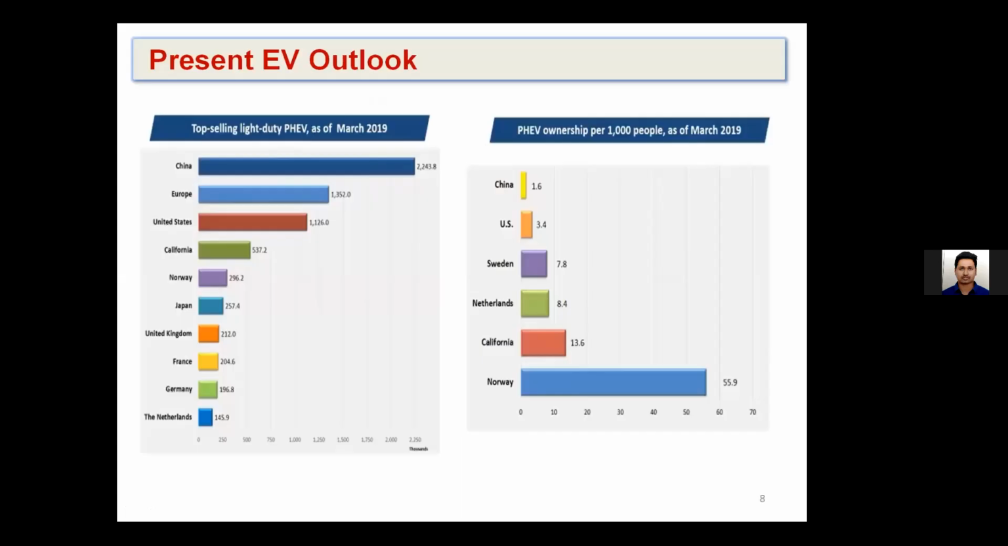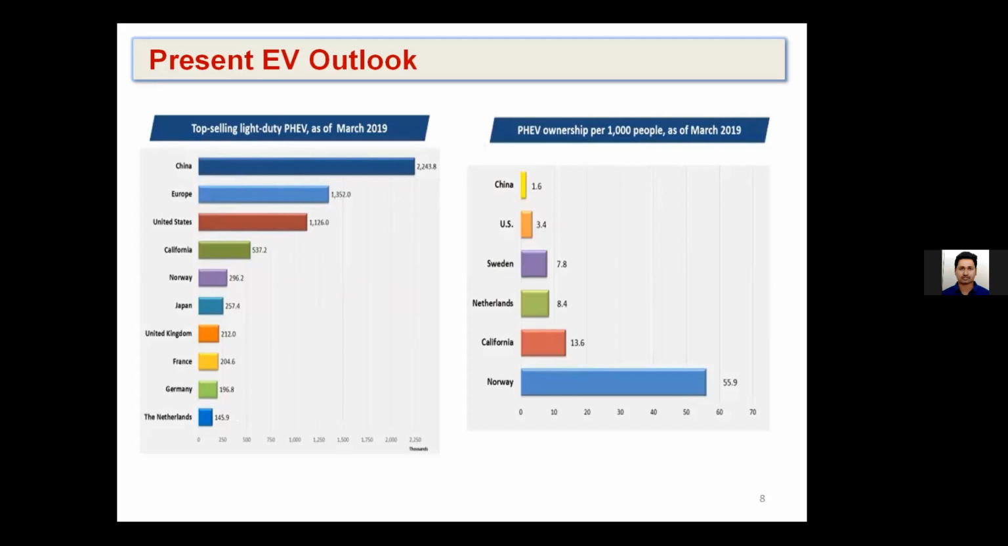So in the present scenario, here you can see there are different states and countries and their participation in the EV sector. The most dominant is China, which accounts for more than 2,000. India is not in this top 15 list, but nowadays India is also promoting EVs. They are giving a lot of incentives.